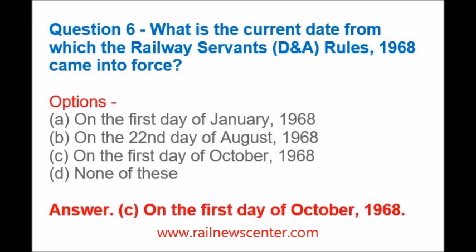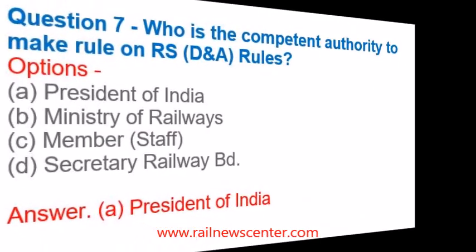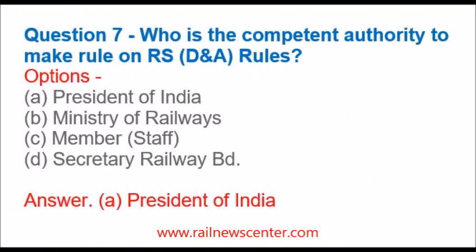Question 6. What is the date from which the Railway Servants Discipline and Appeals Rules 1968 came into force? Options. A. On the first day of January, 1968. B. On the 22nd day of August, 1968. C. On the first day of October, 1968. D. None of these. Answer. C. On the first day of October, 1968.